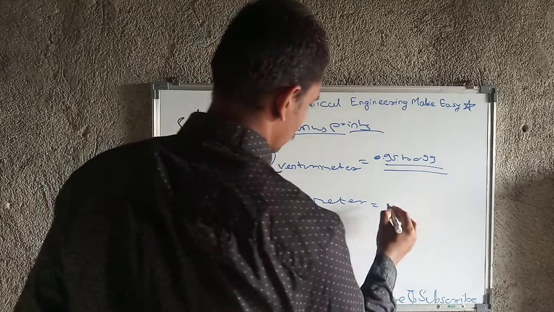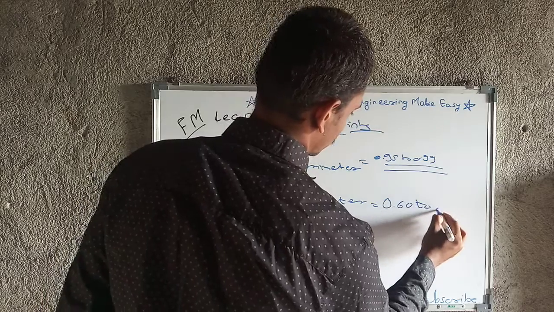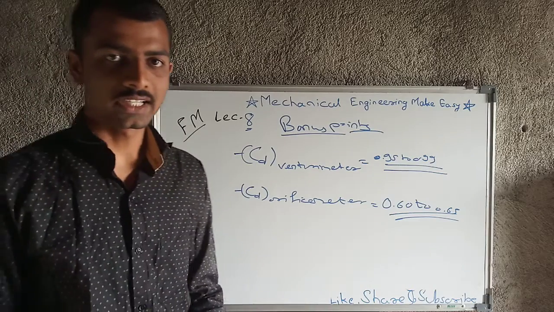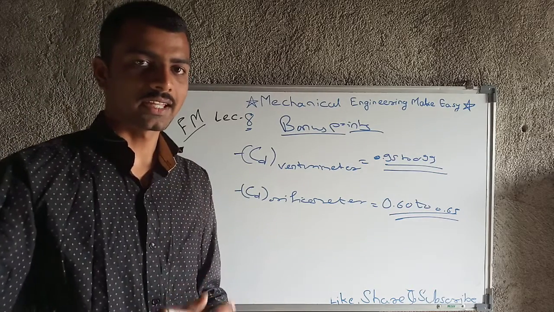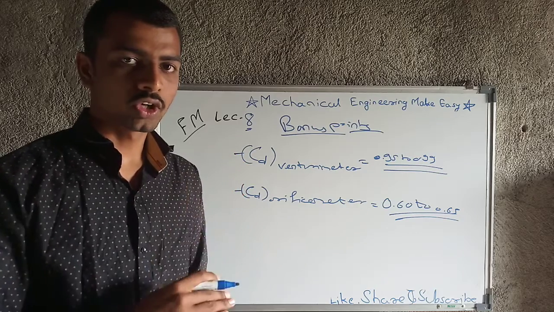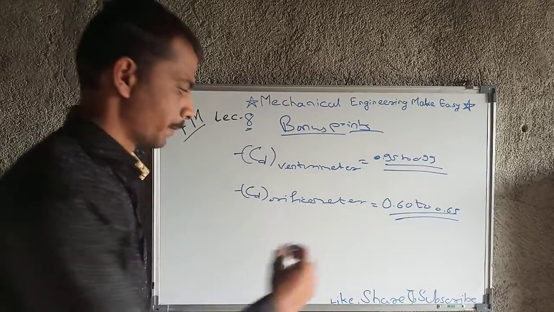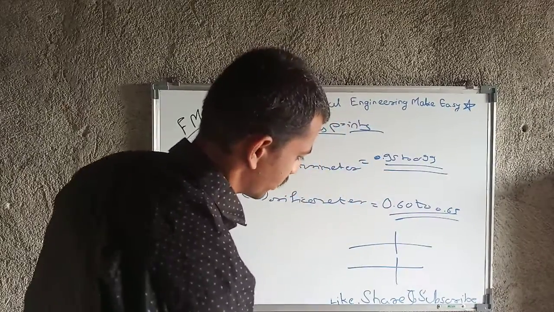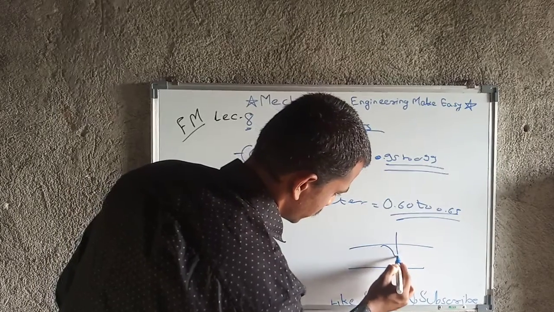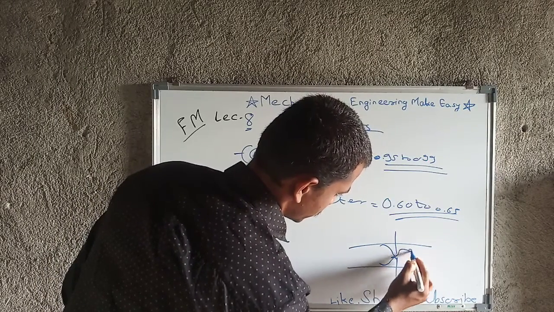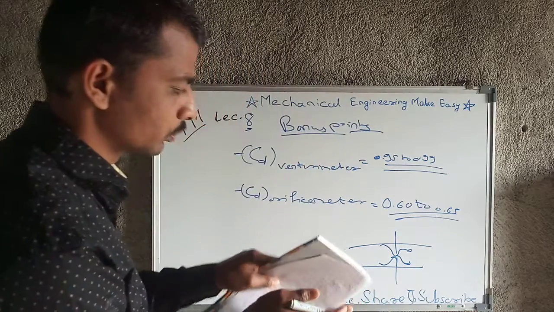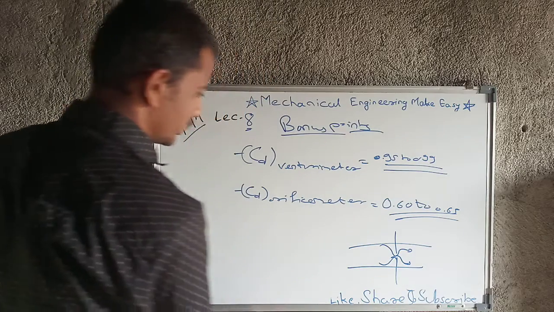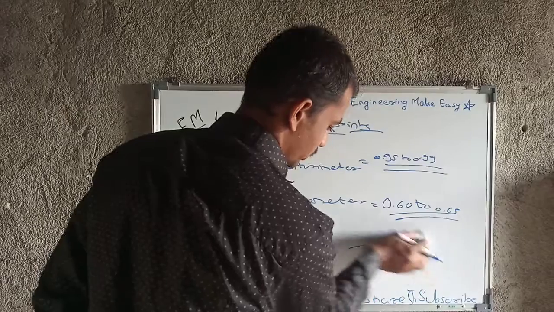Then CD for orifice meter is 0.60 to 0.65. So why does the sudden value drop occur? Because in the case of an orifice meter, only one plate is there and it has a smaller diameter. Because of that, too many losses occur. Here is one plate and only a very small opening is there. So what happens? The fluid has too little space to contract and too little space to expand also. That's why losses occur, and that's why the coefficient of discharge value is so low here.